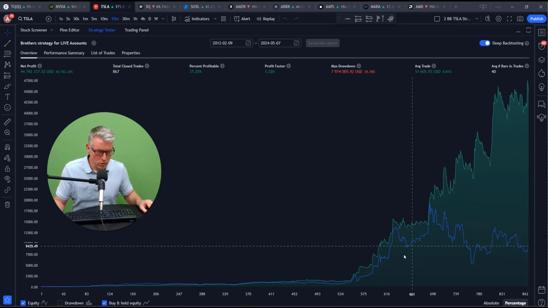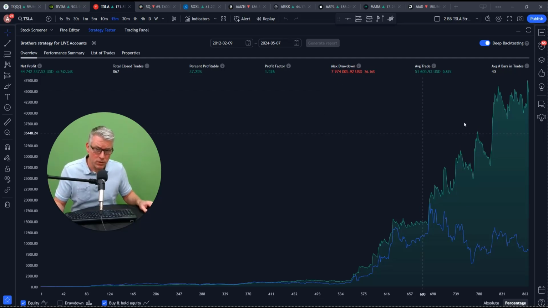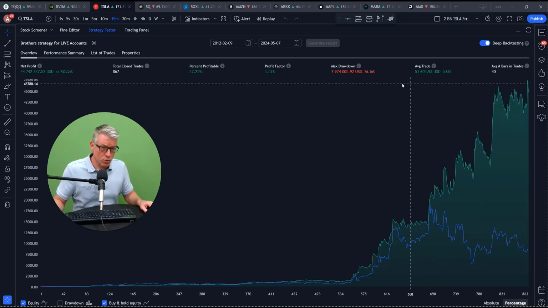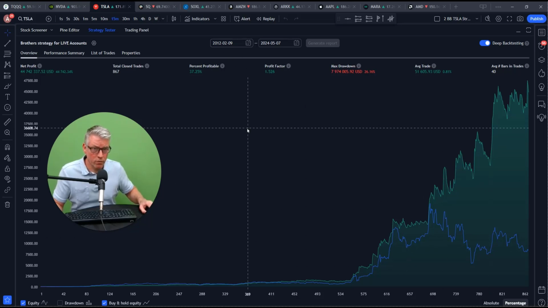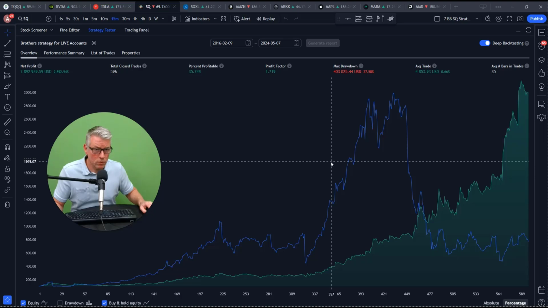Tesla. Now, what you can see in the blue here is the buy and hold. The green is the strategy. 44,000% with a max drawdown of 26%. Now, that's awesome. I mean, Tesla has had 50%, 60%, 70% drawdowns a couple times since 2012, and that's what this backtest goes back through. So very, very good.